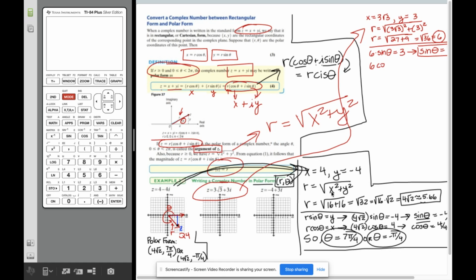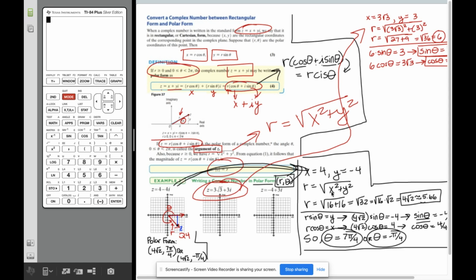R times the cosine of theta is equal to the x value, which is 3 square root of 3. Therefore, the cosine of theta is going to be 3 square root of 3 over 6, which is going to be the square root of 3 over 2. So the only angle that could possibly have that and be in quadrant 1, like it says Z would be, the angle that has a measure of, let's see here.